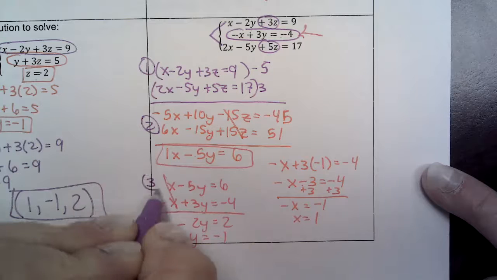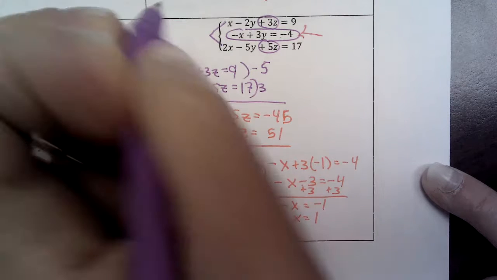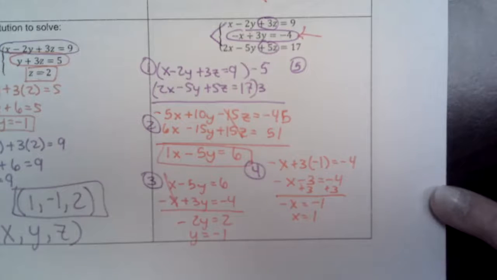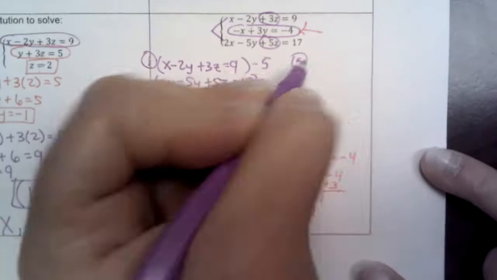So 2, then I did 3, then I did 4. I'm going to come up here and do 5. Okay. And I'll do it in purple, I guess. All right, so now I know my x.